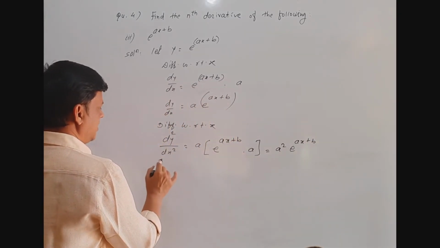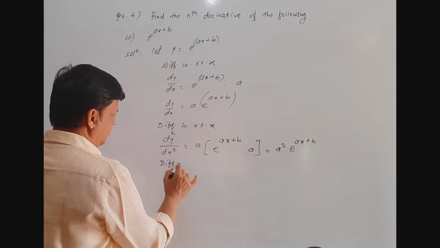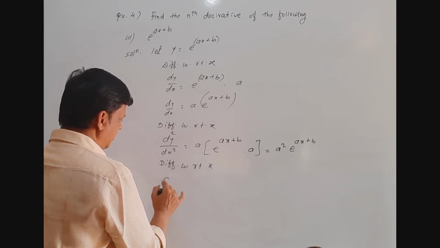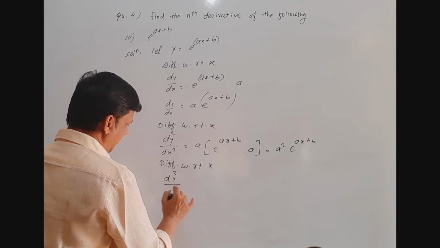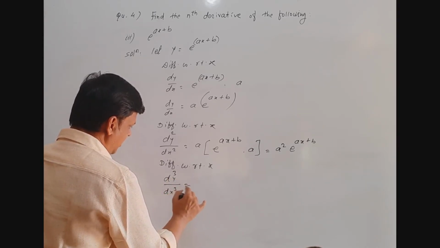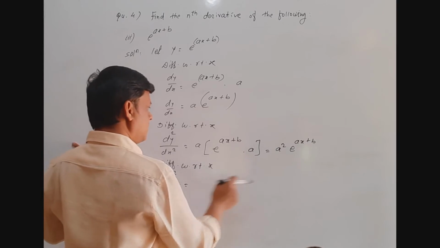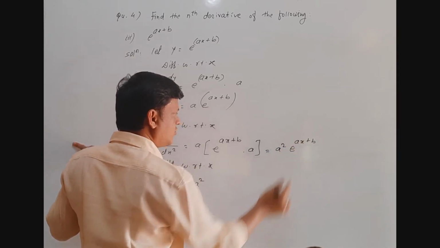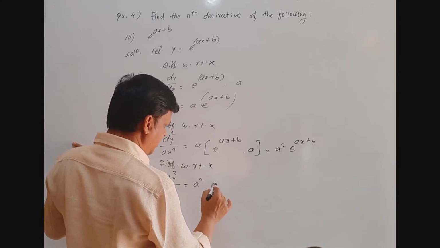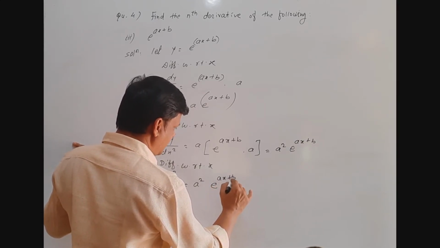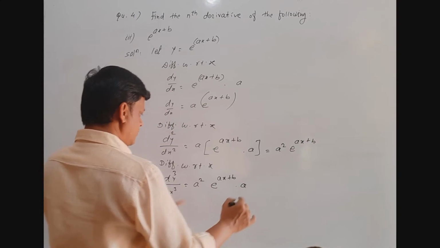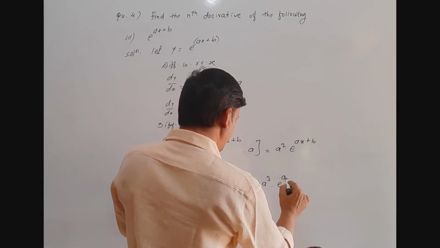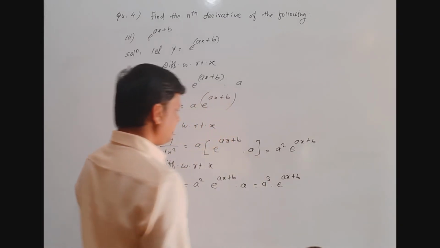Again we differentiate this with respect to x. Then we get third order derivative. So write d3y by dx3 is equals to. So here we keep a square as it is, and derivative of this e raised to the power ax plus b we write e raised to the power ax plus b into a. So write this as a cube into e raised to the power ax plus b.